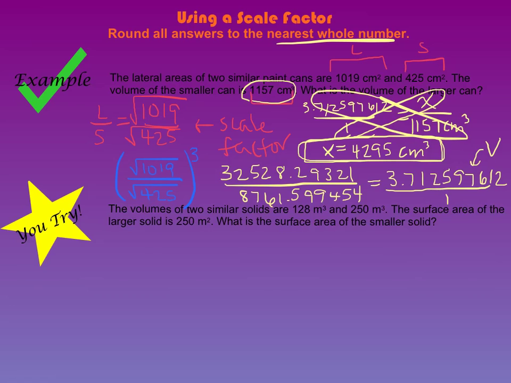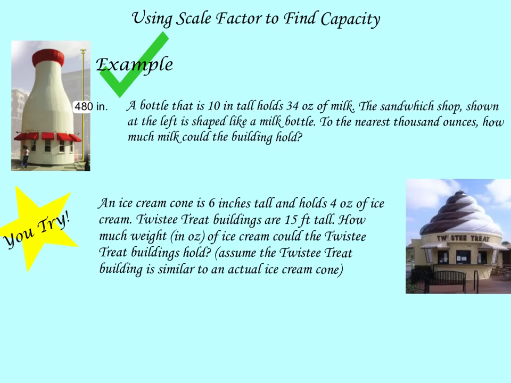Now we're going to look at a very similar problem. I'm given this picture of this building here. They tell me that it's 480 inches tall, but then in the word problem itself, they say that a bottle is 10 inches tall and holds 34 ounces of milk. This sandwich shop, which they gave us the picture of, is the same shape as a milk bottle. It's just 480 inches tall versus 10 inches tall. So they want to know, to the nearest 1,000 ounces, how much milk could the building hold?